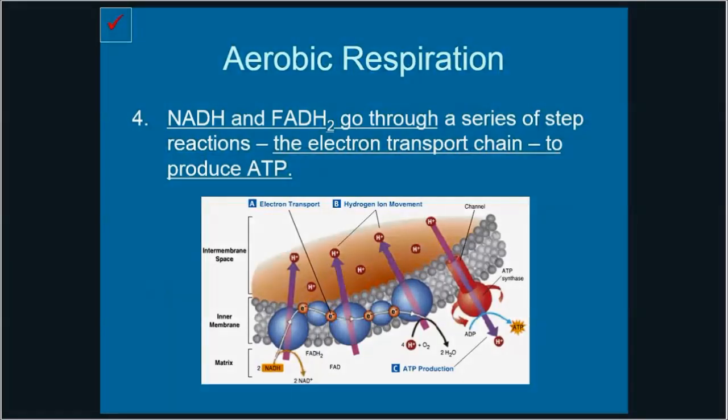So here in this picture, you're going to see the NAD and FAD both being input. This is the membrane, the inner membrane of the mitochondria. The matrix is the fluid that is inside of that inner membrane, and then the inner membrane space is the space between the inside folds and the outer membrane.